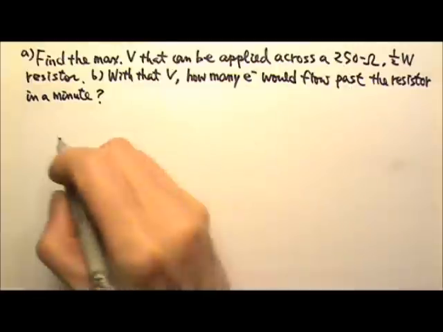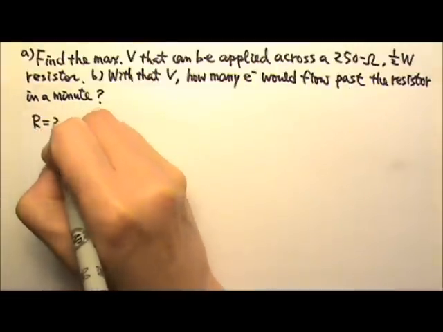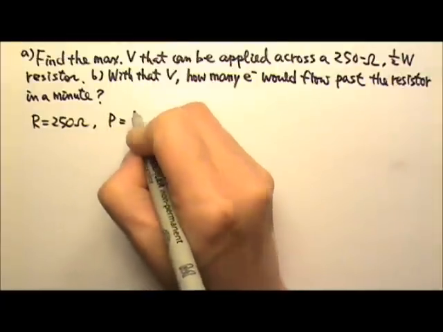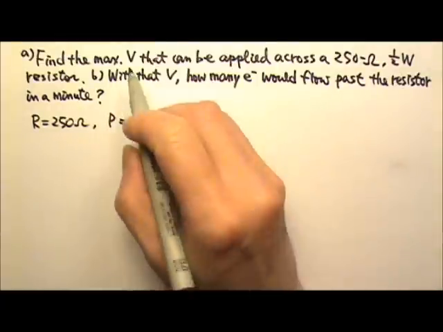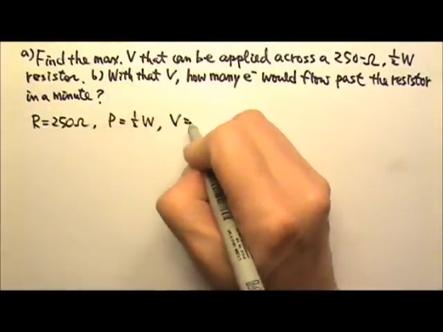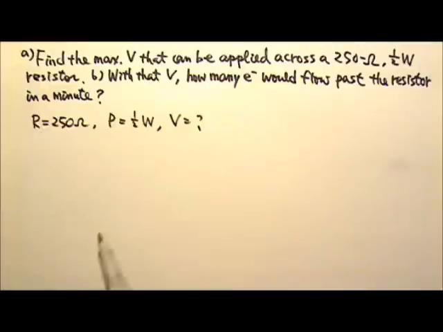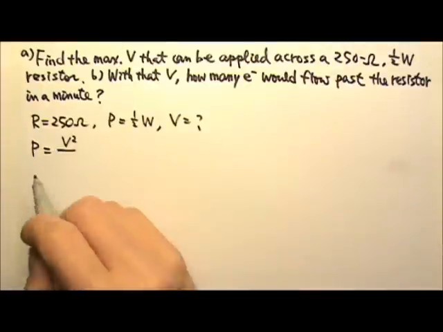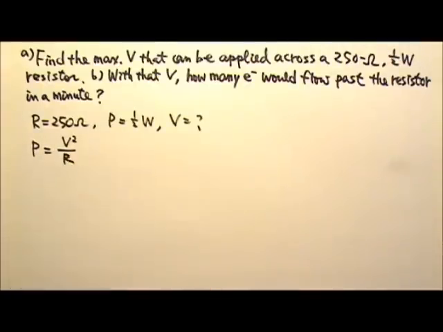So here we have 250 ohms, that's the resistance. 1/2 watt, that's the power. And we want to find the voltage. Which equation relates those three? That would be the power equation, that is P equals V squared over R.